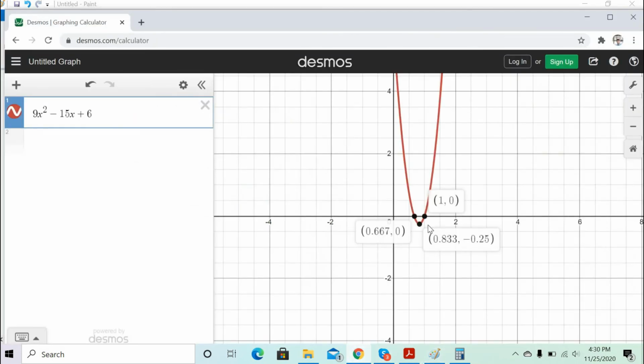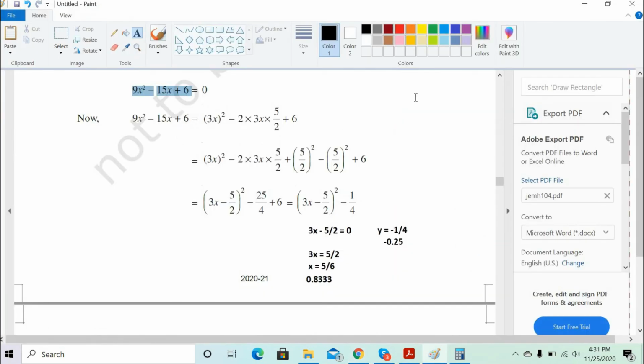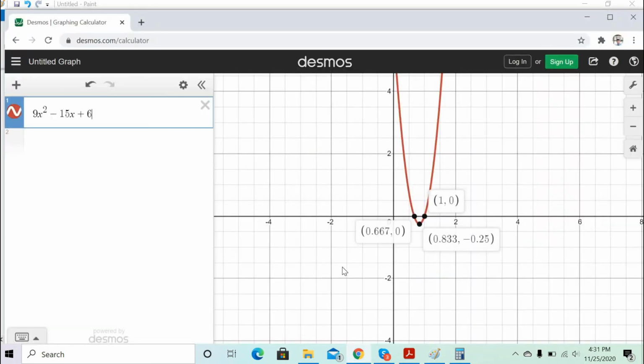So now let's go to the turning point. Is this the turning point? See, this is the turning point. The turning point is 0.833 and minus 0.25. Hope it is very clear to you, because you do the completing the square method and then just equate the 3x minus a, a minus b whole square or a plus b whole square to 0, and whatever value of x you get will be the turning point in the parabola. Hope it makes sense to you.